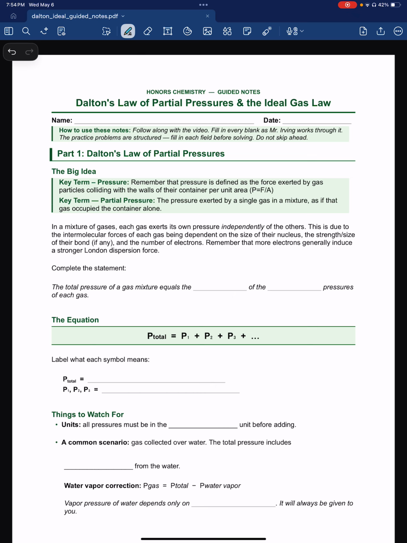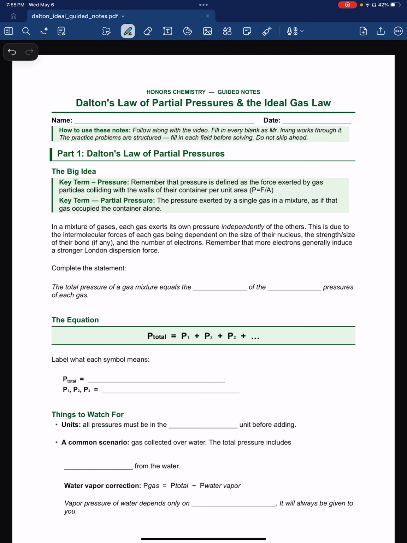All right, so today we're going to finish up talking about new content when it comes to the gas laws. And today we're talking about Dalton's law of partial pressures and the ideal gas law. So up to now, every gas law we've learned has treated the gas in a container as one single substance, right? So Boyle's law, Charles' law, Gay-Lussac's law, all of them, they all assume that you have only one gas.